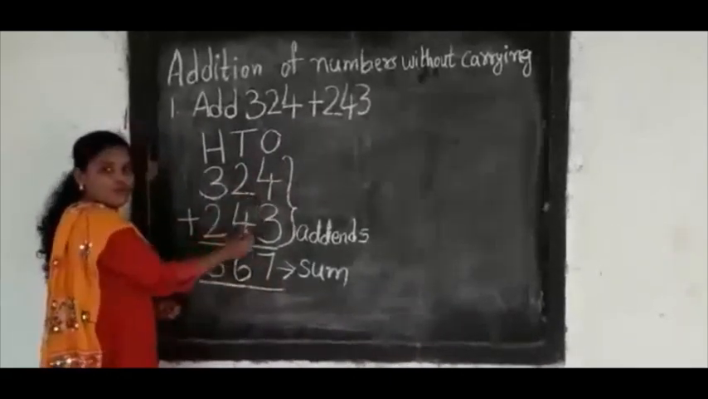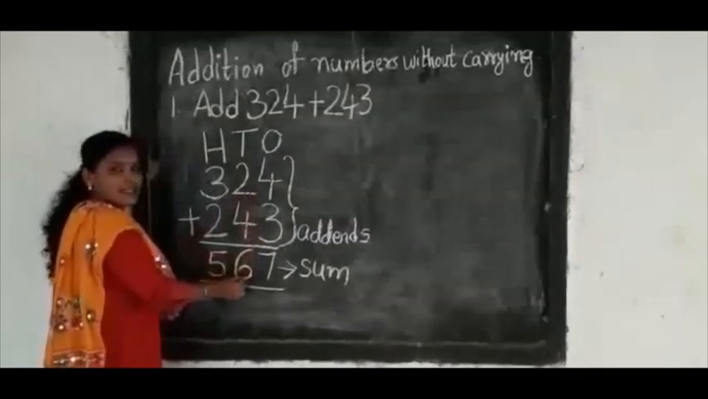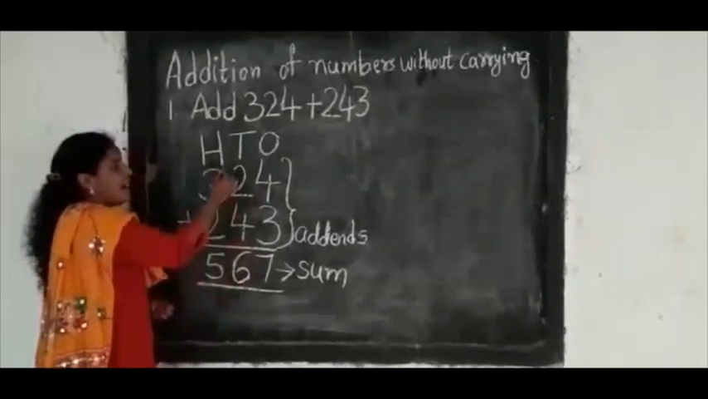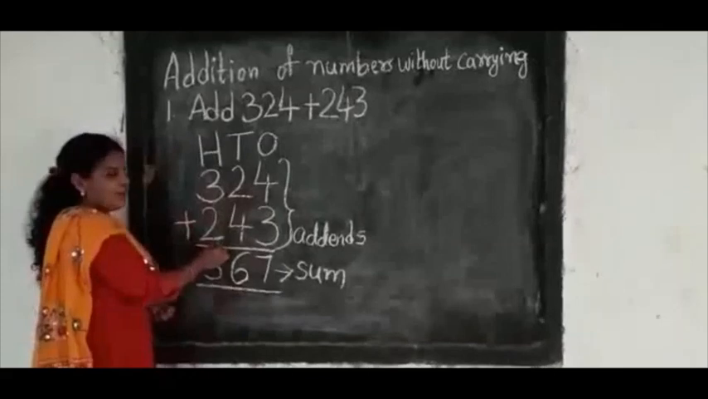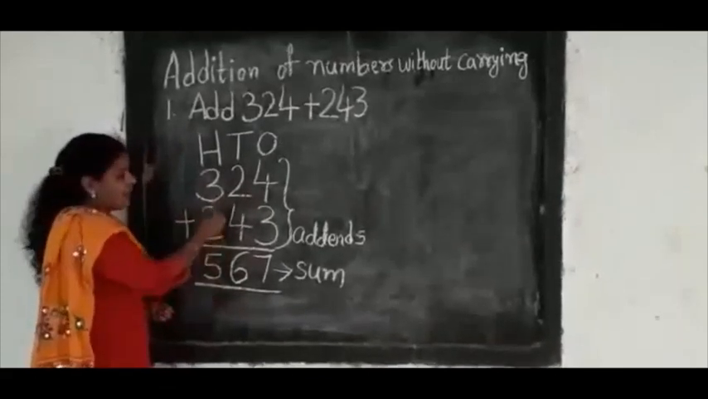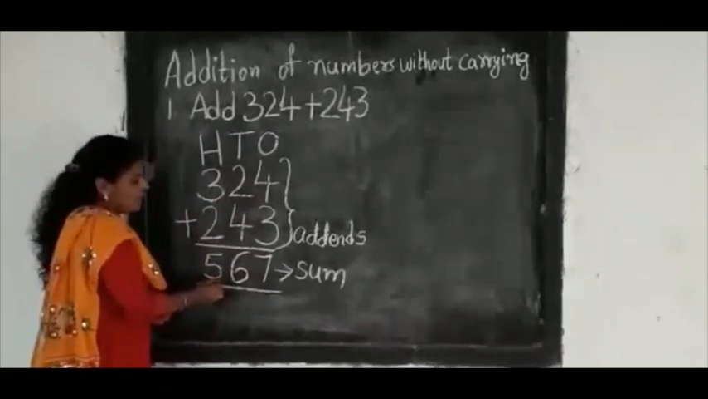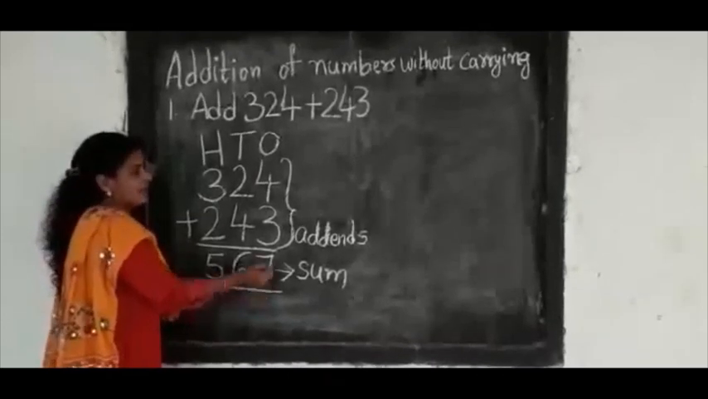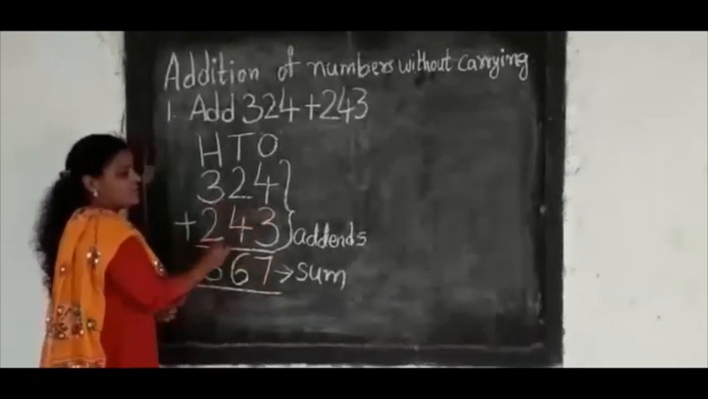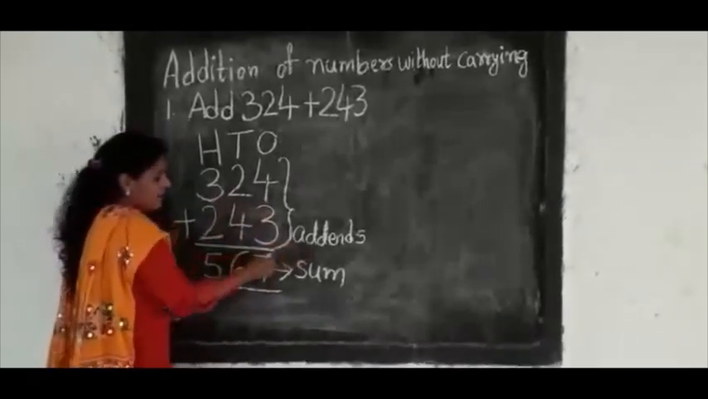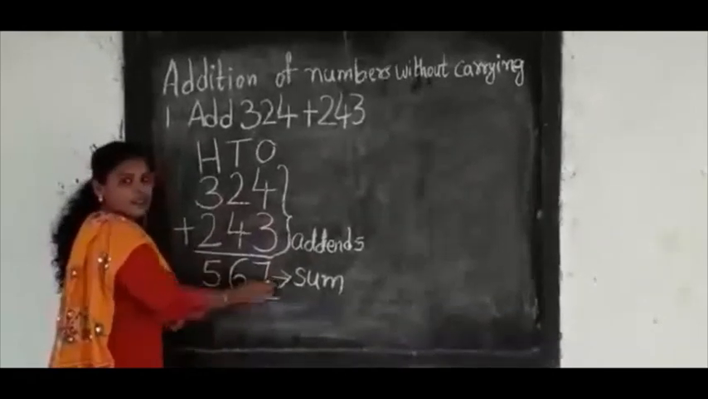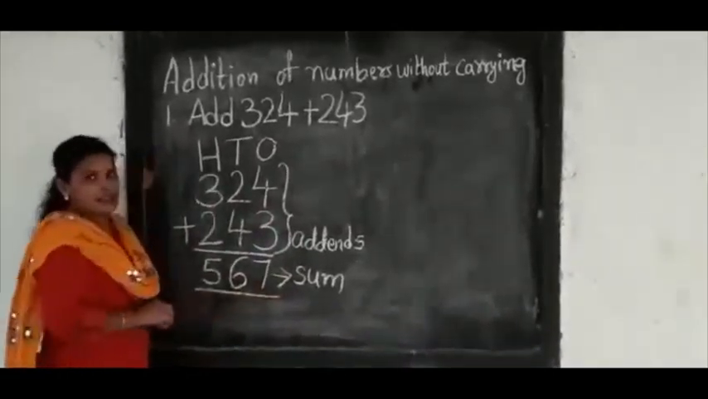Tens place 2, 4. 2 plus 4, 6. Write 6 in tens place. And in hundreds place we have 3, 2. 3 plus 2, 5. Write 5 in hundreds place. So 5, 6, 7, 567. 324 and 243 are called addends. 567 is the sum.